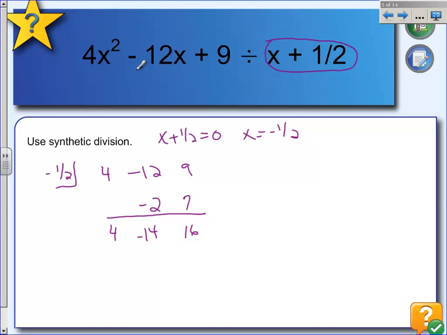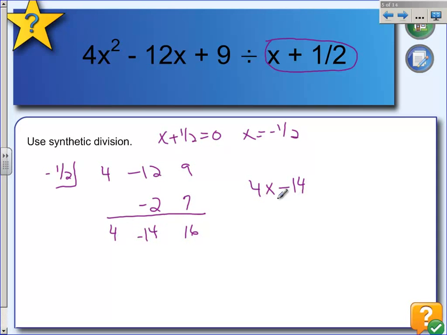Now we divided an x squared by an x. And so that means that our quotient should be an x term. If I would have divided an x cubed by an x, this would be an x squared term. Or if I would have divided an x to the 5th by an x, this would be an x to the 4th term. So my answer for my quotient is 4x minus 14.